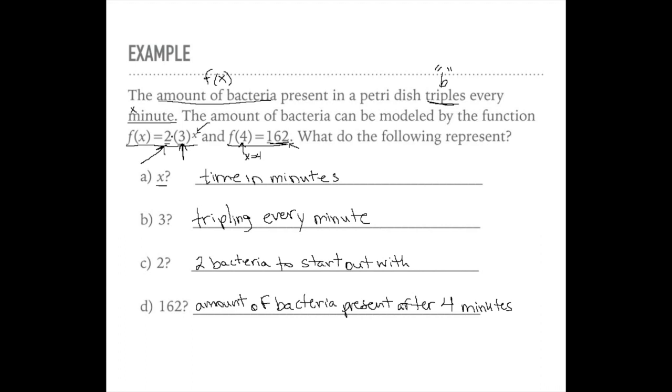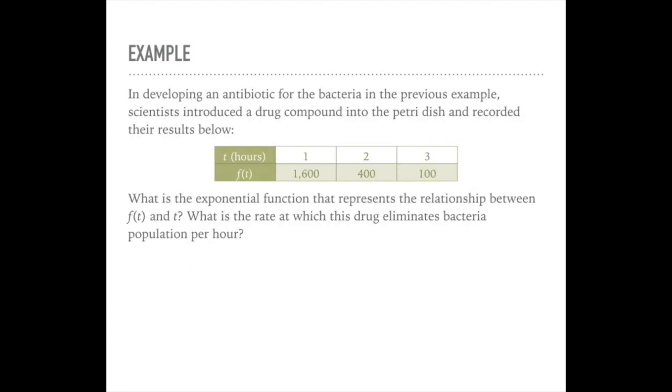Okay. And that's an example of a problem, breaking each of the components down and explaining what each of them mean. Okay. Let's take a look at another example. In developing an antibiotic for the bacteria in the previous example, scientists introduced a drug compound into the petri dish and recorded their results below. What is the exponential function that represents the relationship between f of t and t? And then a second part is, what is the rate at which this drug eliminates bacteria population per hour?